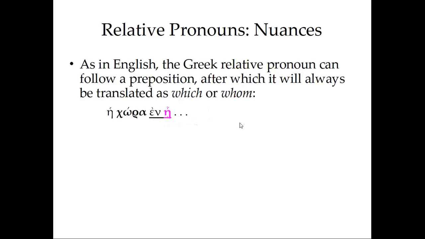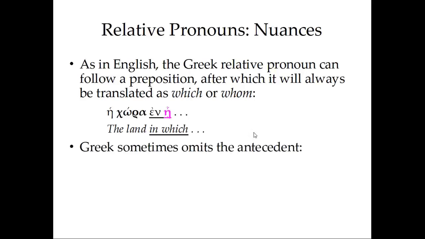Now, we don't know what the relative clause is. We're not given it. But this preposition has to take an object in the dative case. So we actually don't need to know the rest of the relative clause in order to identify the function the relative pronoun has here. So this is something like the land in which. He kora, the land, en he, in which. It's actually pretty close to how we do things in English.